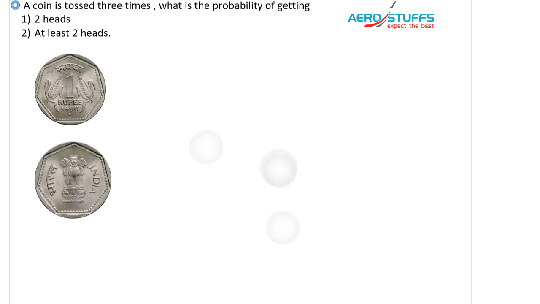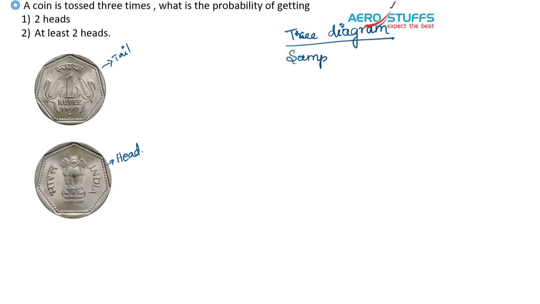For example, we'll consider a 1 rupee coin, having a tail and a head. When you toss a coin 3 times, this is the experiment, and you record the outcomes as a sample space. I hope you are okay with the definitions of experiment and sample space. Now, getting 2 heads is event 1 and getting at least 2 heads is event 2. We are going to find the probability of those 2 events.